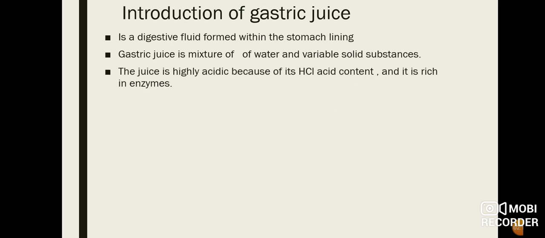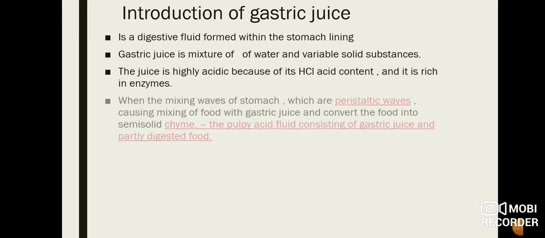The next one is that the juice is highly acidic in nature. The juice is highly acidic because of its HCl content, and it is rich in enzymes. So gastric juice is very acidic because of the presence of HCl, and the acid has a pH value of 1 to 3. So we know that it is a very strong acid, and the digestive juice is highly rich in enzymes such as pepsin and gastric lipase. These are some types of enzymes present in gastric juices.